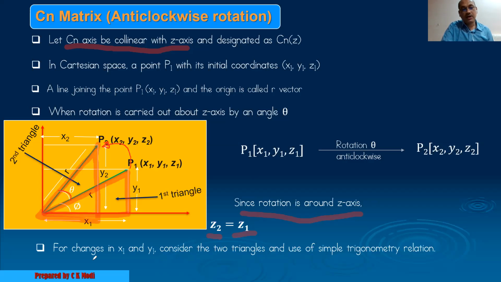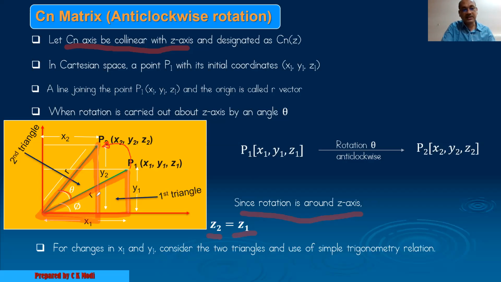So to get the idea about what is the value of x1 and y1, after rotating on the z-axis about an angle of theta, we are getting the new point P2 with its final coordinates x2, y2 and z2. Here the rotation is carried out on the z-axis, therefore z2 is equal to z1. But what is the position of x1 and y1? What should be the value of x1 and y1?